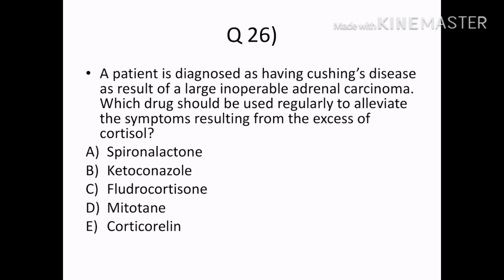Question number 26. A patient is diagnosed as having Cushing's disease as a result of large inoperable adrenal carcinoma. Which drug should be used regularly to alleviate the symptoms resulting from the excess of cortisol? A. Spironolactone, B. Ketoconazole, C. Fludrocortisone, D. Mitotane, E. Corticotropin.